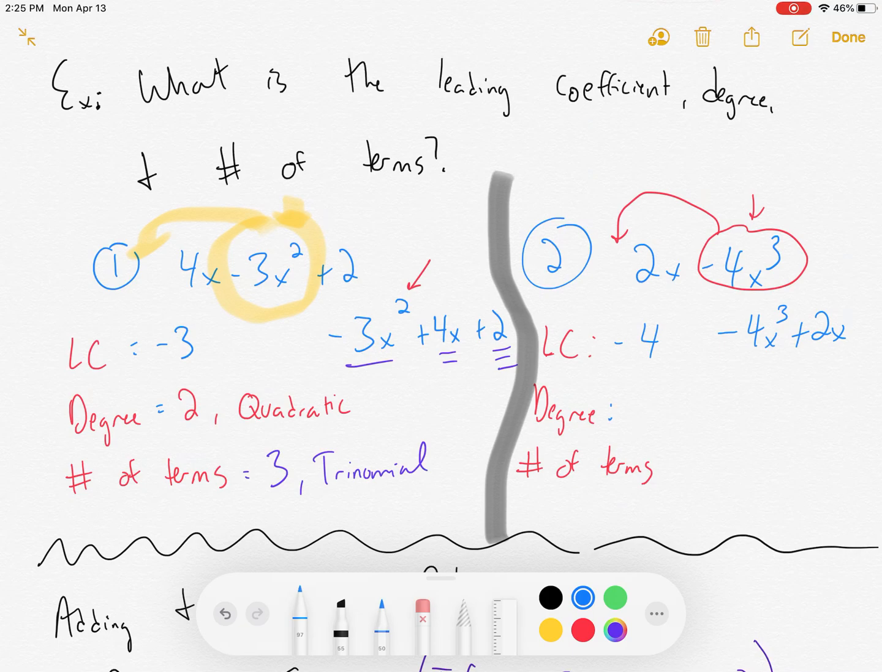Degree. The degree is asking for, hey, what's your highest exponent here? Your highest exponent is a 3. Last but not least, how many terms are there? Well, there's 1 term here, 2 terms here. Number of terms, 2, because it's separated by a plus or minus sign.